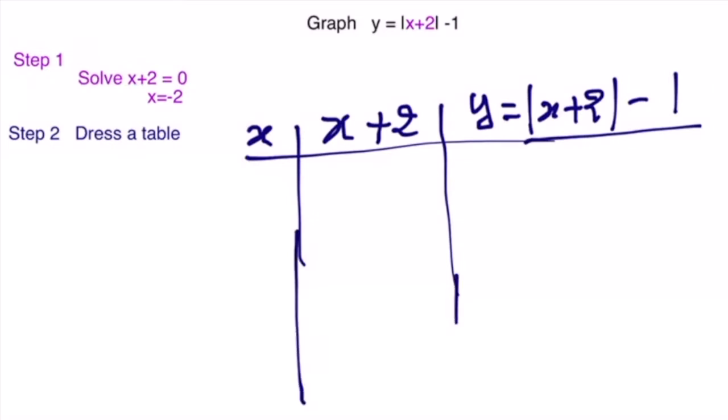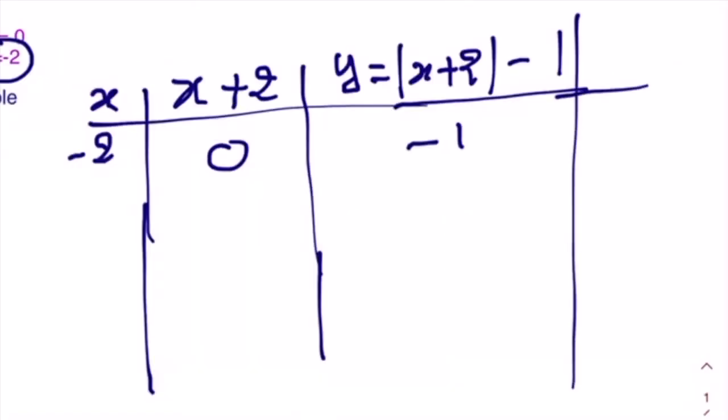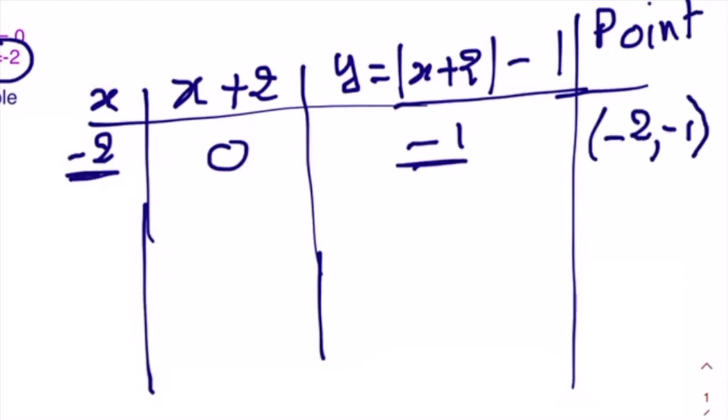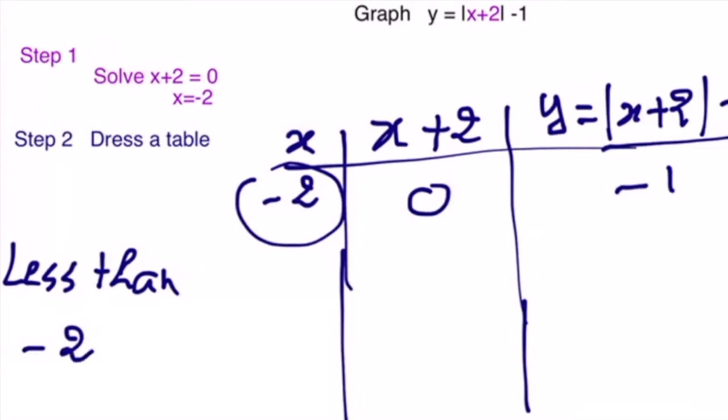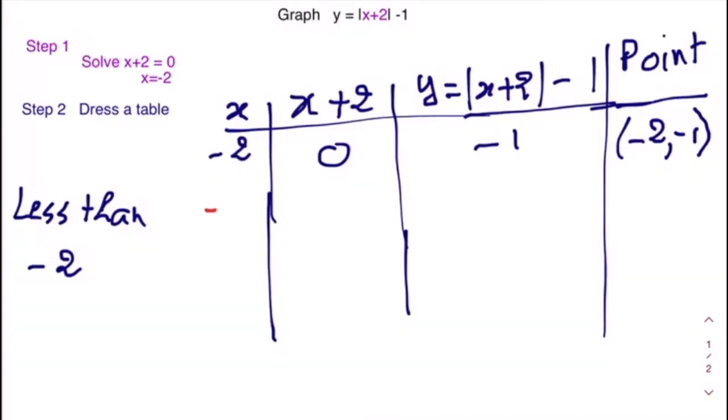Now, the first value we start with is x equals negative 2, to get the vertex coordinates. We just calculate and we get our point: x negative 2 and y negative 1. This is your vertex. Now we take a value less than negative 2. I can take negative 3. You can choose any value less than negative 2 to get another point. You substitute and you get the value of y and you get your point: negative 3 for x, 0 for y.